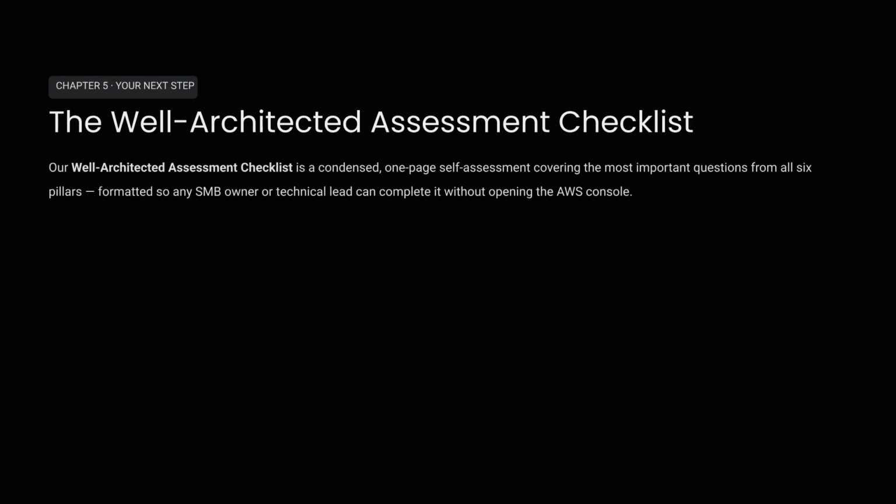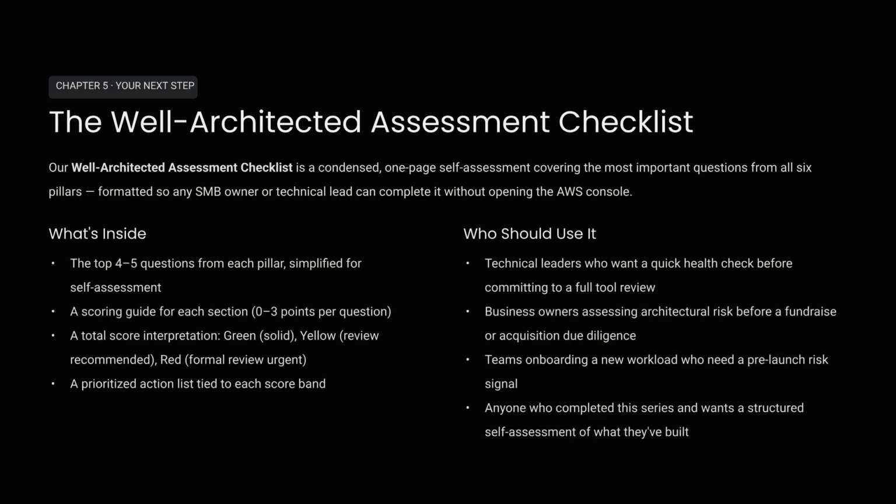The Well-Architected Assessment Checklist is a condensed, one-page self-assessment for all 6 pillars. It helps technical leaders and business owners get a quick health check without opening the AWS console. It includes scoring and prioritized action lists.